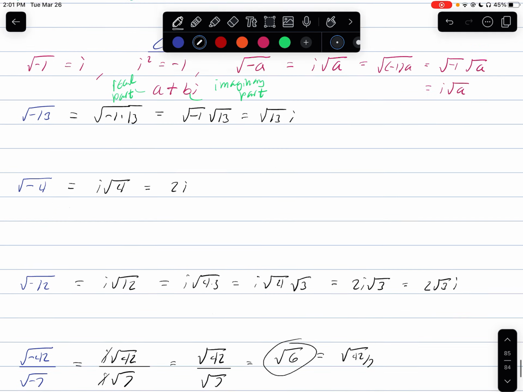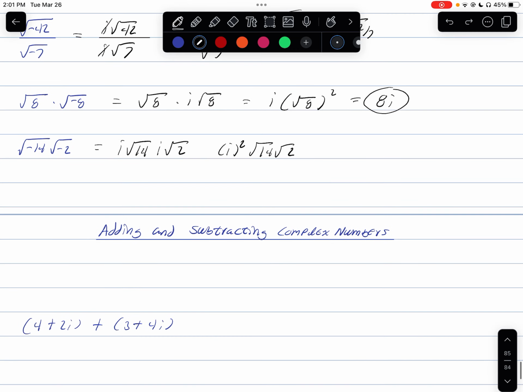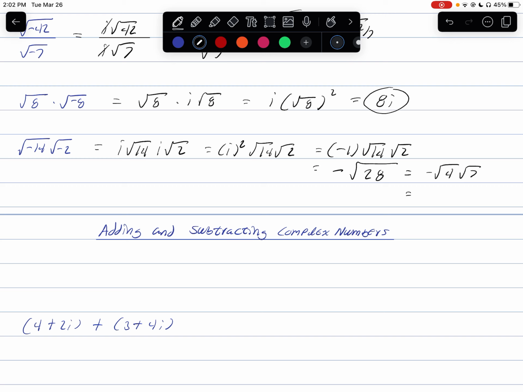But if you go back up to that initial rule we had, if we have i squared, it's equal to negative 1. So with that, we can just rewrite this as negative 1 times the square root of 14 times the square root of 2. Okay, so we can combine all this together, so we'll end up with negative the square root of 14 times 2, which is 28. And we can divide that up as negative the square root of 4 times the square root of 7. 7 times 4 is 28. So we get negative 2 times the square root of 7. And that would be your final answer here.